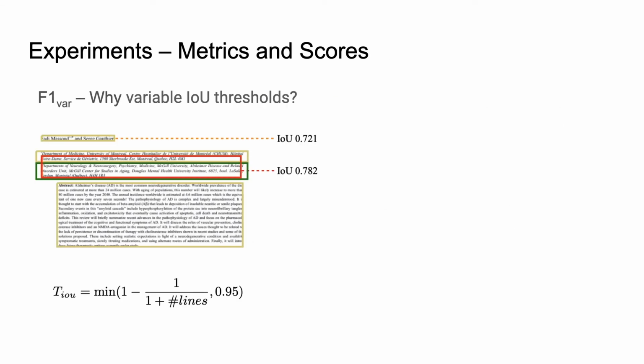We measure the model performance by an F1 score with variable IOU threshold. The reason is that there's always a mismatch between OCR lines and the ground truth lines. So multi-line paragraphs will generally have higher IOUs than single-line paragraphs, even though the multi-line ones are wrong. So a variable threshold can better capture the model performance.